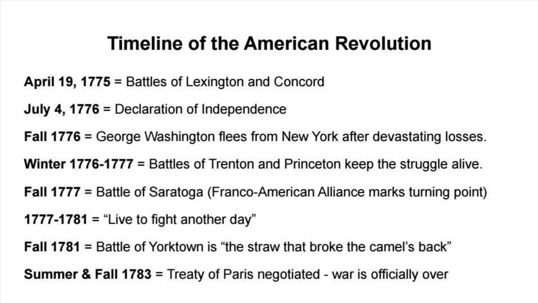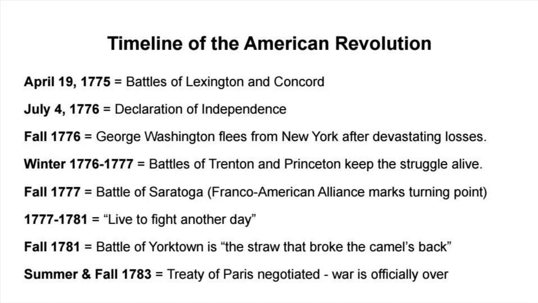Now, from 1777 to 1781, there is 4 years' worth of live to fight another day. We're going to fight when it favors us. We're going to fight when we think we have a chance to win. But we're going to run and hide when we think we might lose. And for 4 years, it's just lots of sneak attacks, surprise attacks, and retreating when the numbers did not favor the Continental Army.